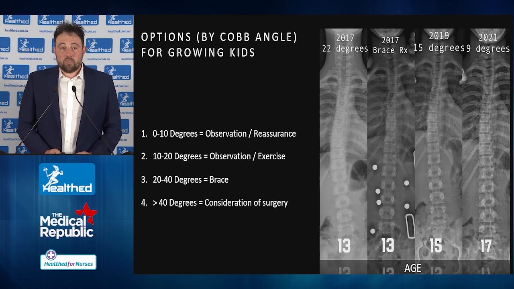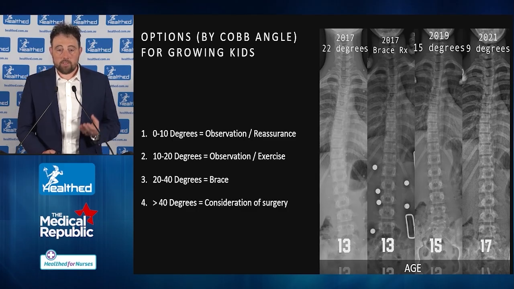So when we look at the options by the Cobb angle for our growing kids, a curve between 0 and 10 degrees is observation, reassurance, and perhaps an exercise program. Between 10 and 20 degrees, we're looking at observation and exercise. The caveat to that is in a very strong family history of scoliosis, say in a sibling or parent, beyond 15 degrees, I would look at a brace.